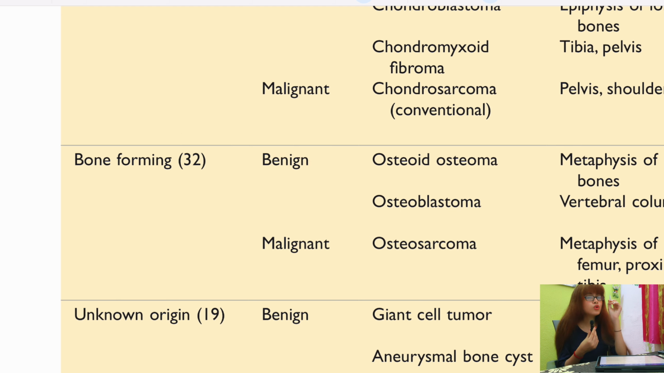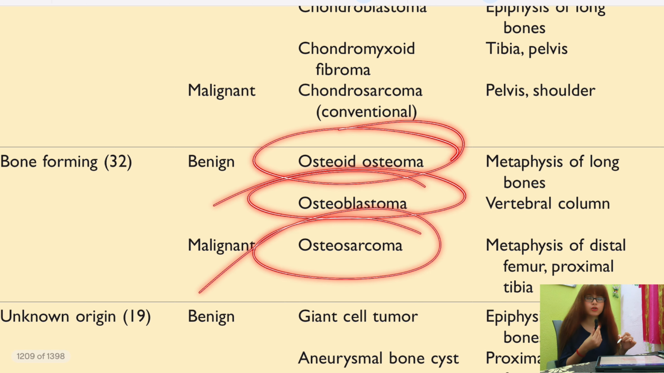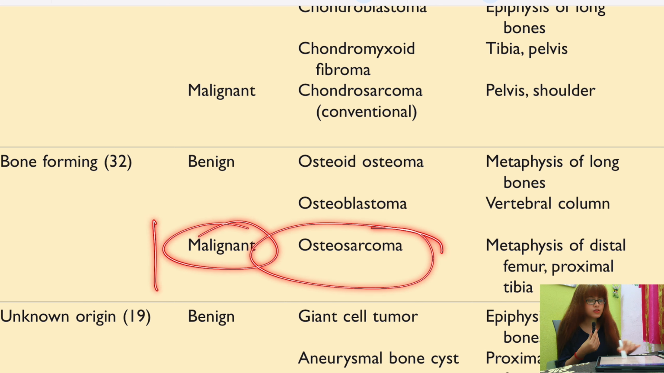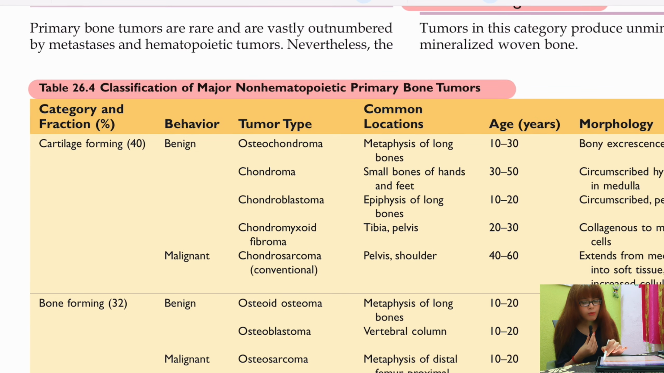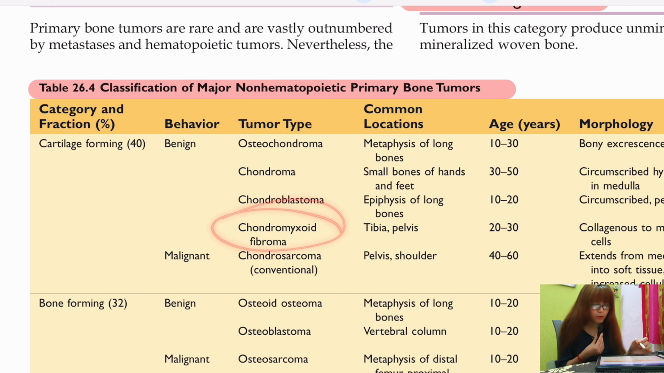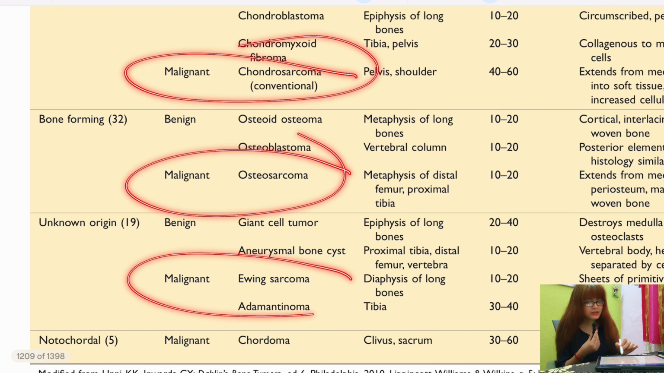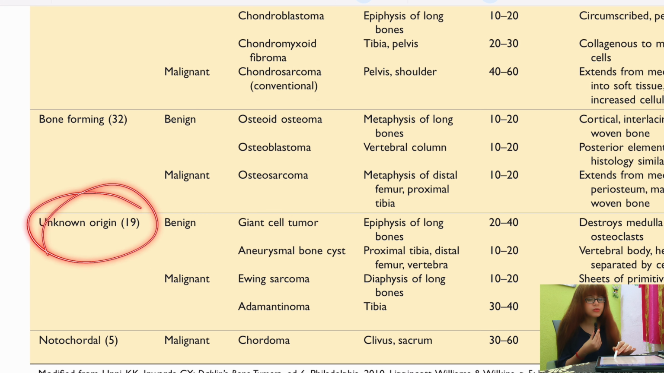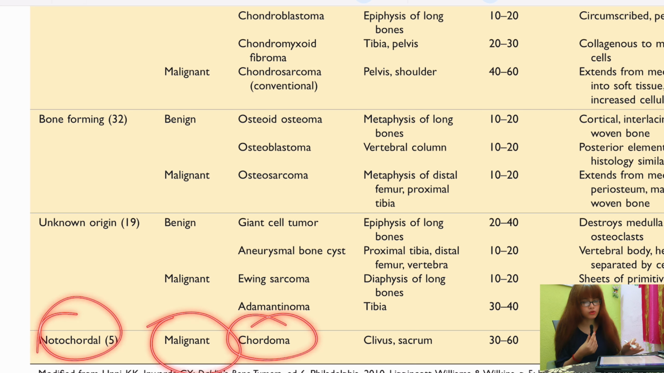So which are the osteoblastic tumors? They are the osteoma, osteoblastoma, and osteosarcoma, out of which osteosarcoma is malignant. So you must know which is malignant and which is benign. Very important. Now, cartilage forming tumors, they are the osteochondroma, chondroblastoma, and chondromyxoid fibroma, and chondrosarcoma. Chondrosarcoma is the malignant counterpart. Unknown origin, benign: giant cell tumor, aneurysmal bone cyst, and malignant: you have the Ewing sarcoma and adamantinoma. Chordoma is also malignant, arising from the notochordal cells.